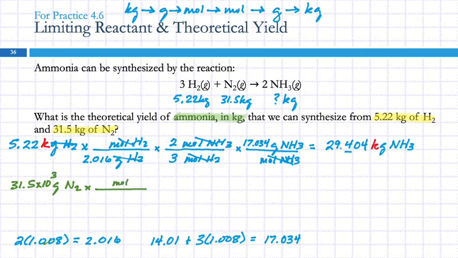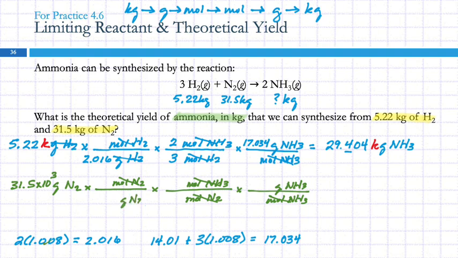We're going to go to moles of nitrogen, to moles of ammonia, to grams of ammonia. Moles of ammonia down here. Those are going to cancel. Moles of nitrogen down here. Those are going to cancel. Grams of nitrogen down here. Those are going to cancel.